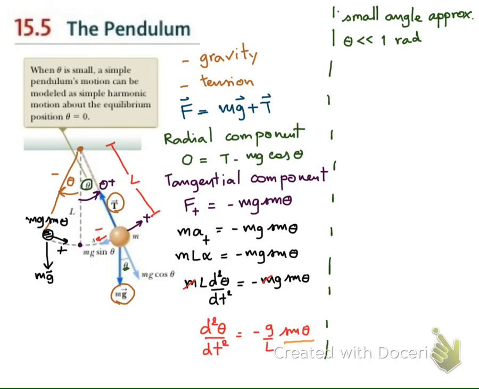Small with respect to what? It's small with respect to the radian, the angle in radian. So if theta is small, we can do this approximation, that is sine theta is approximately equal to theta.